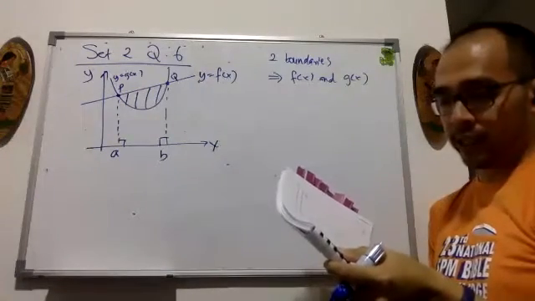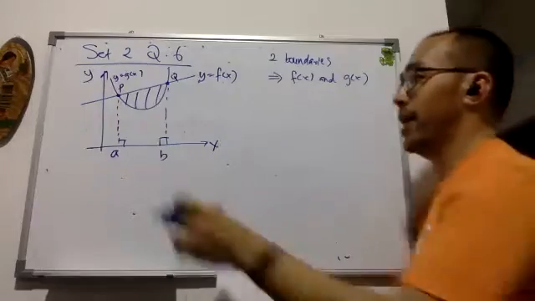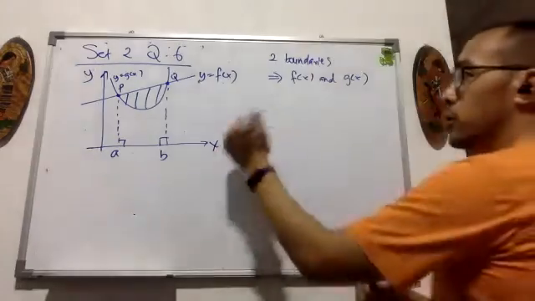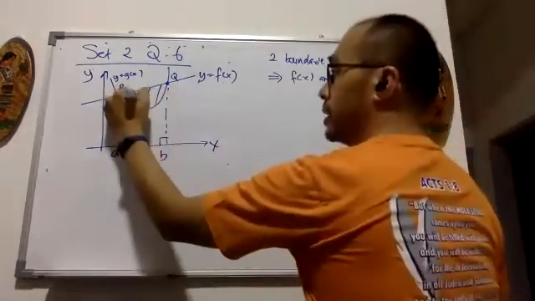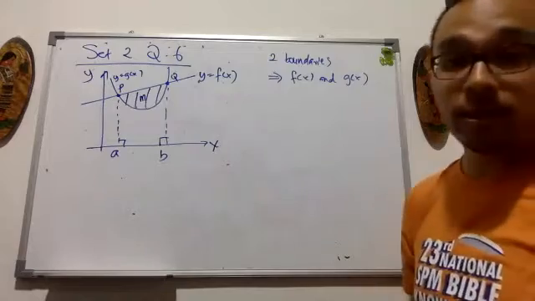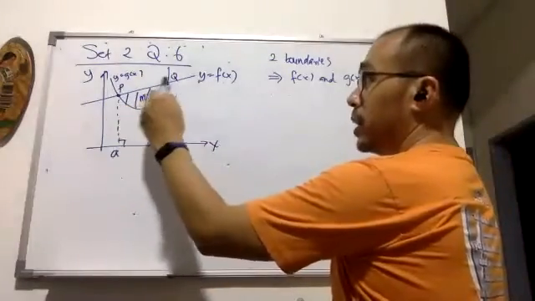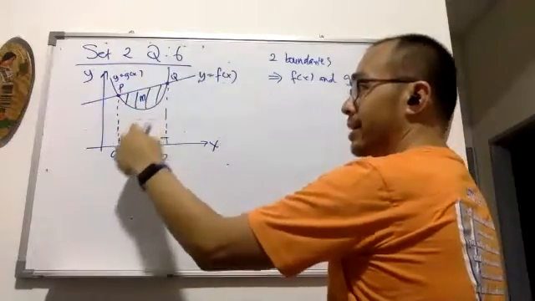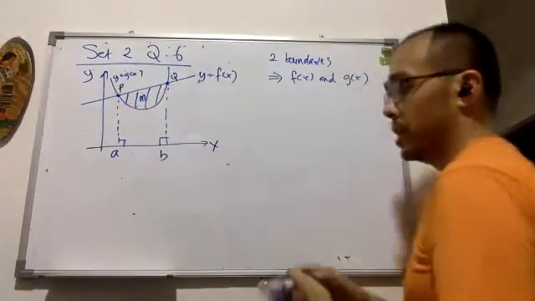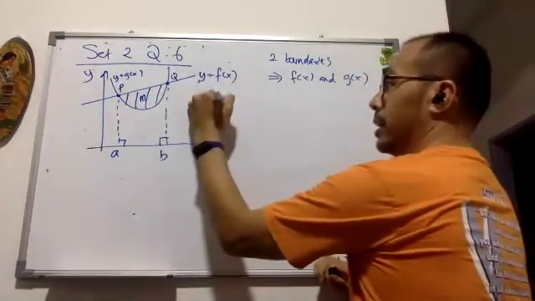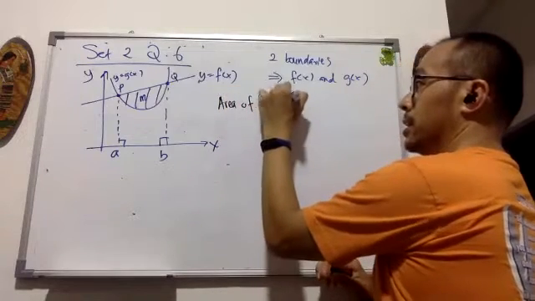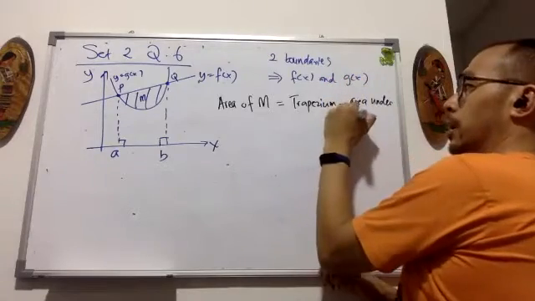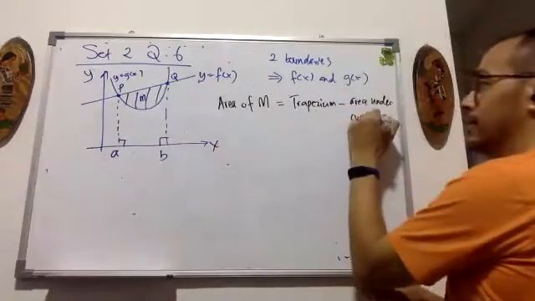Part B. Using definite integral, write an expression to represent the area of M. This is a little bit different than what I usually do, but okay. So we're going to find out how to find this area. In a normal setting, the big one is the trapezium, this is the shape of a trapezium. So the area of M is the trapezium area minus the area under the curve, which is Gx.